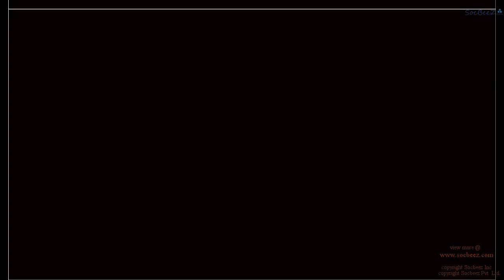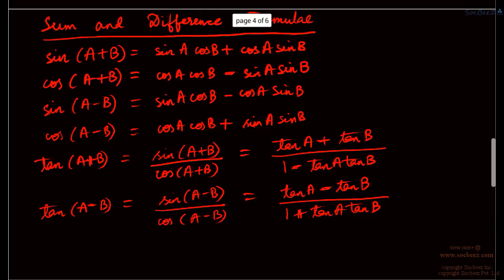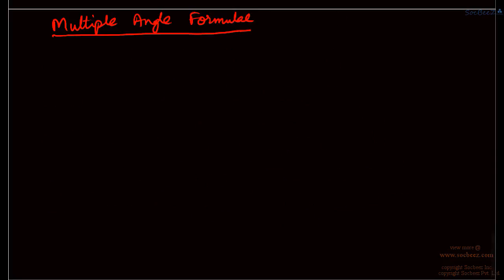Now moving to multiple angle formulae. Multiple angle formulae actually come from the sum and difference formulae. You just have to put B equal to A. As the name itself suggests, it's multiple angle: instead of just your argument say x or A or theta, you have 2A or 2x or 2 theta. These can be easily derived by just putting B equal to A in the first equation, similarly for cos, and let's see what we get.